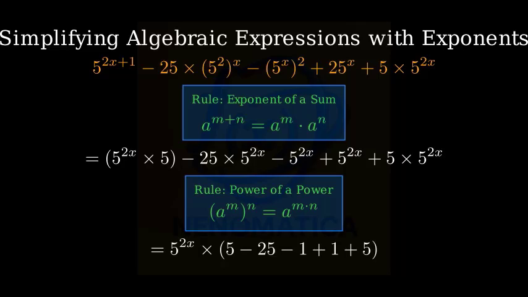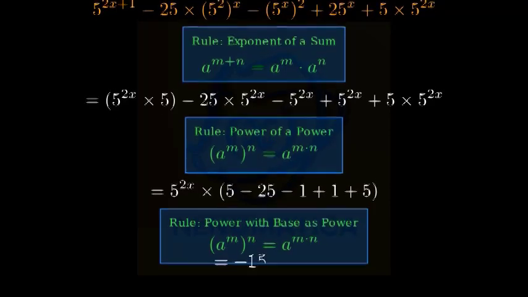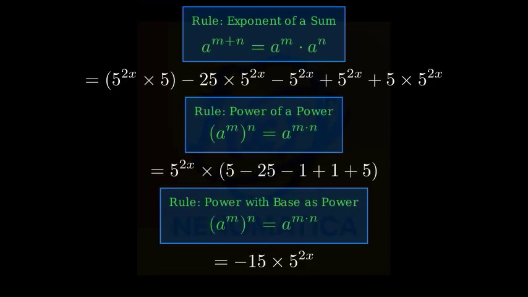Using the property that a to the power of b raised to another power c is equal to a to the power of b times c, we can rewrite 5 squared to the power of x as 5 to the power of 2x. So this term becomes 25 times 5 to the power of 2x. For the third term, we need to simplify 5 to the power of x squared. Using the same property, this can be written as 5 to the power of 2x.